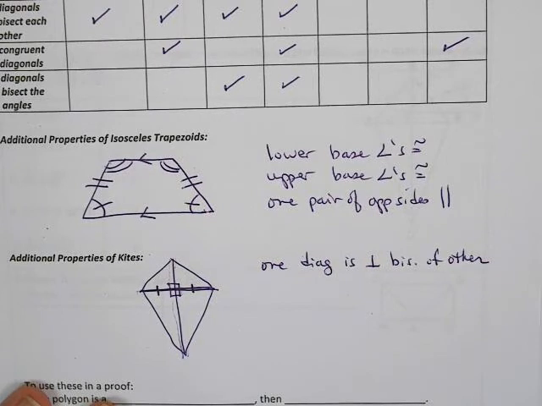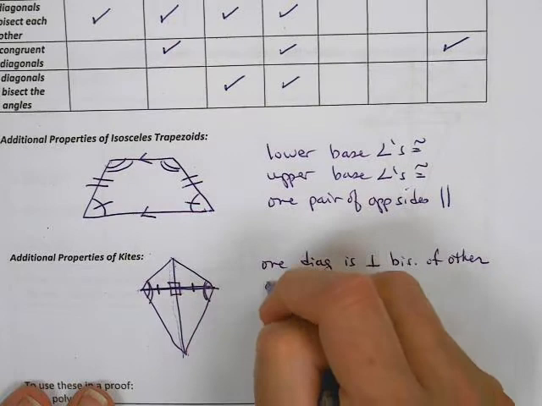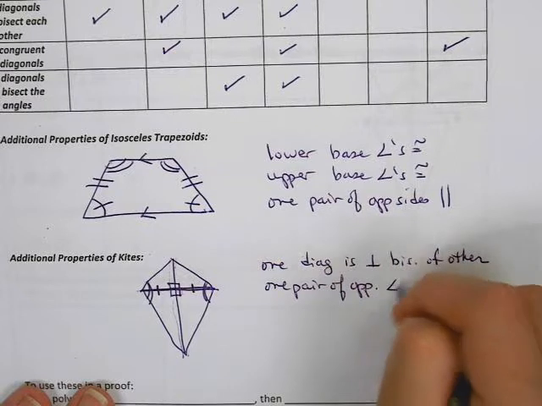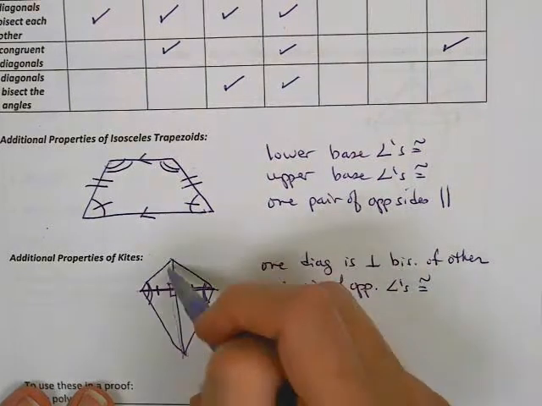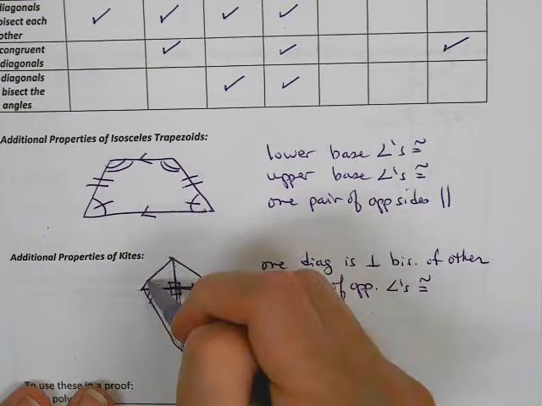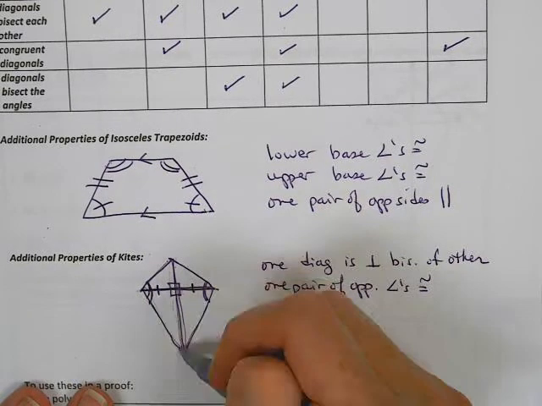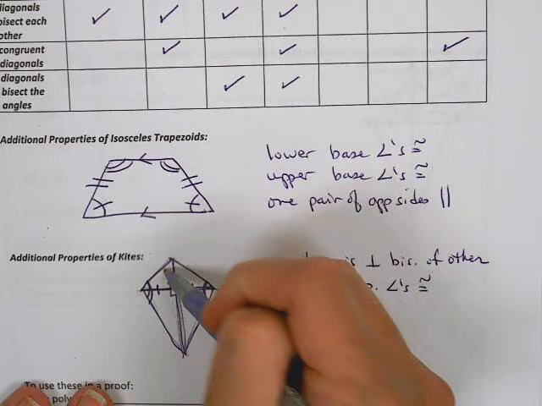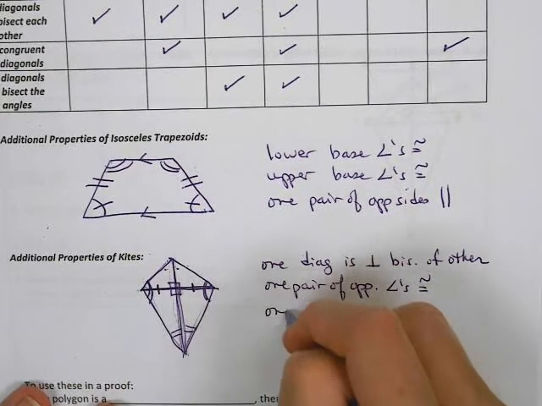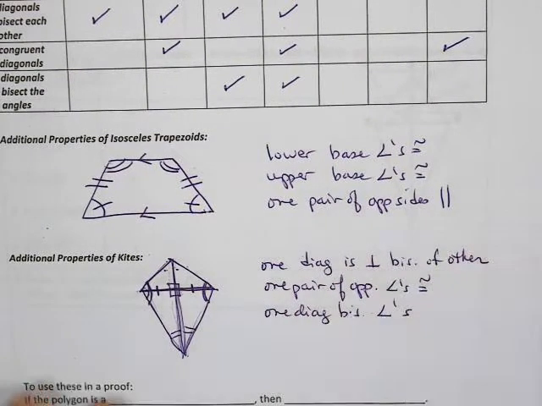We do have one pair of opposite angles that are congruent. This pair would be congruent to this pair. So one pair of opposite angles are congruent, and we can see that because there's symmetry. This triangle would have to be congruent to this triangle, which means those would be corresponding parts. And then also, if these two triangles are congruent by the symmetry, these two angles would be congruent, and these two angles would be congruent. So we can say one diagonal bisects the angles.